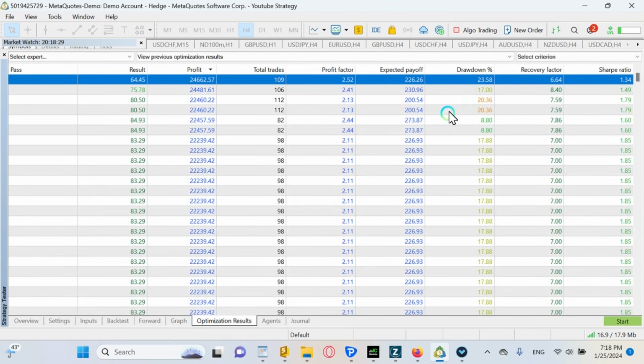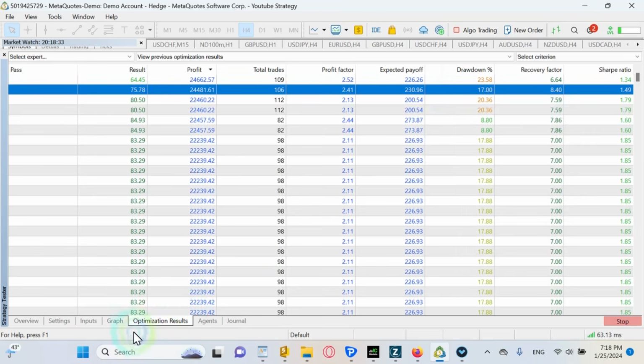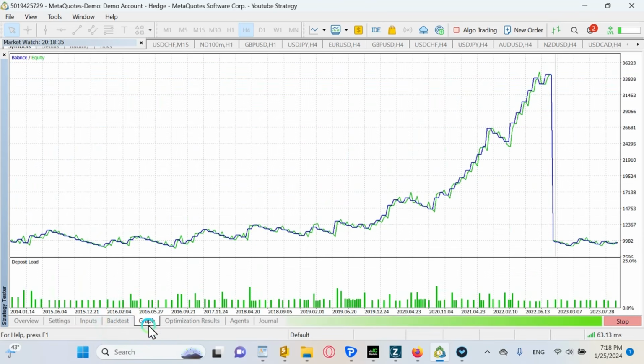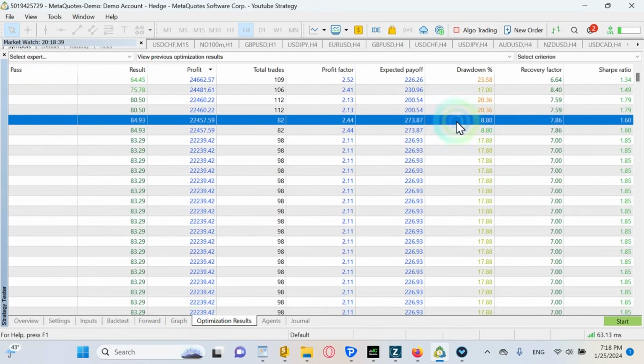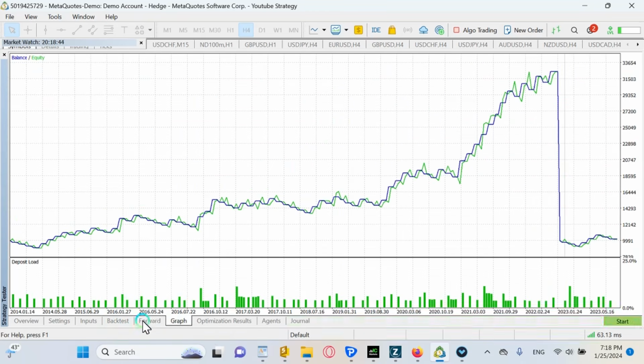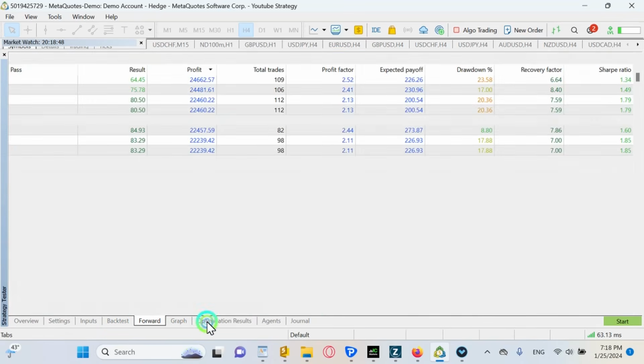Let's see. I see it is actually high drawdown and stuff, but let's just see. Yeah, it is not very bad, but it's still. Let's see a lower drawdown one. Yeah, it is better. Not that bad, not that good, but it is definitely better.